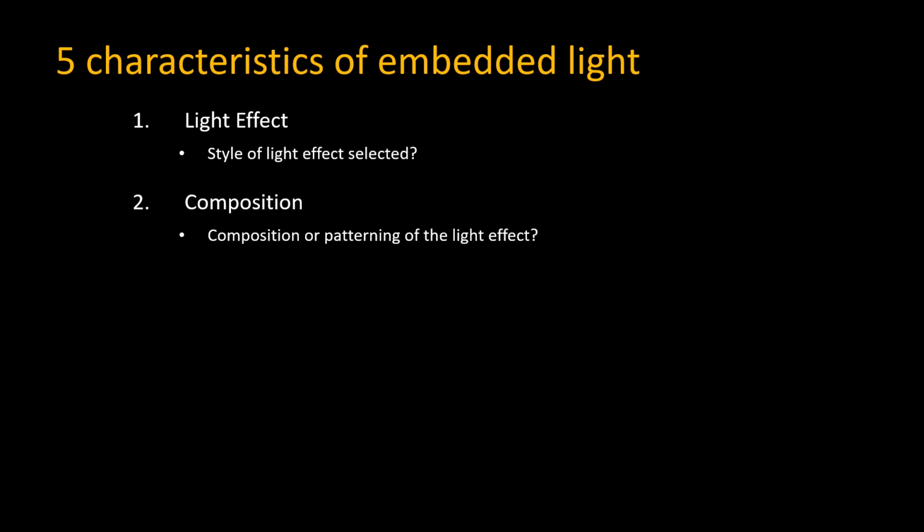So let's review the 5 characteristics of embedded light. Number 1 is the light effect itself. What is actually generating the light? Number 2 is the composition of those points of light, or the patterning of the light effect. Number 3 is the material.